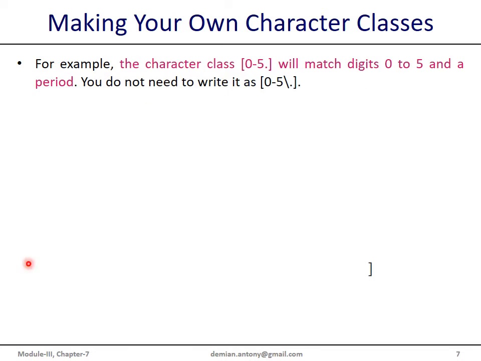As an illustration, let's take the character class 0, hyphen, 5 and dot. It matches all the digits 0 to 5 and even the dot period, and we don't have to use a slash dot to escape the default behavior, as it is considered as one of the characters in the newly created character class.